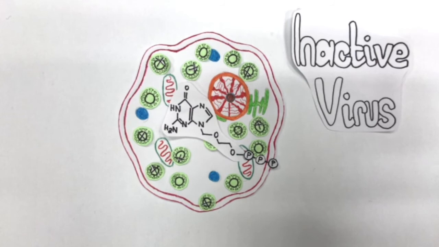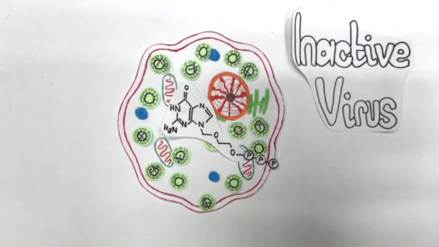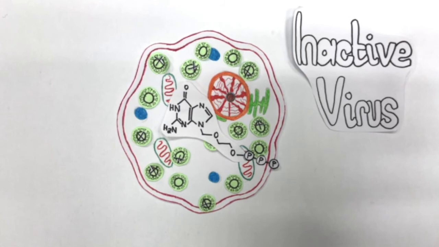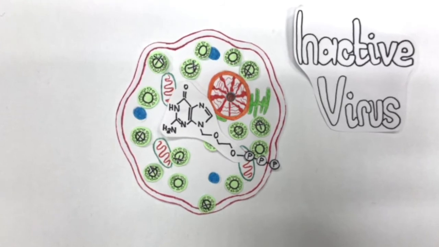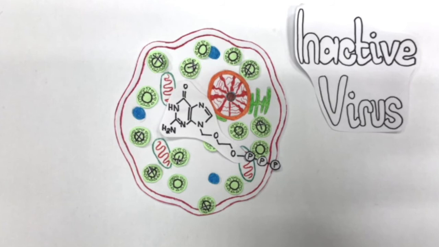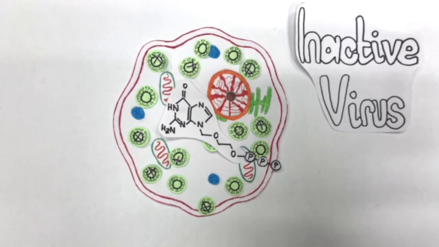So while replication of the viruses is clearly prevented with acyclovir treatments, we can also see that it doesn't actually kill the viruses, only that it stops them spreading to other new, healthy cells. This is particularly important in immunosuppressed patients.